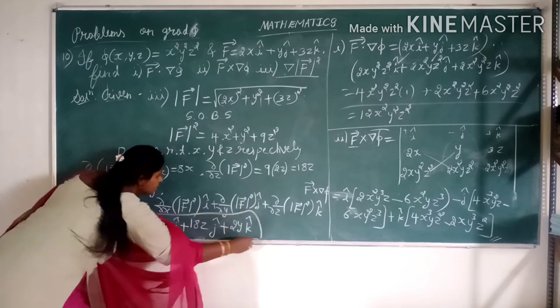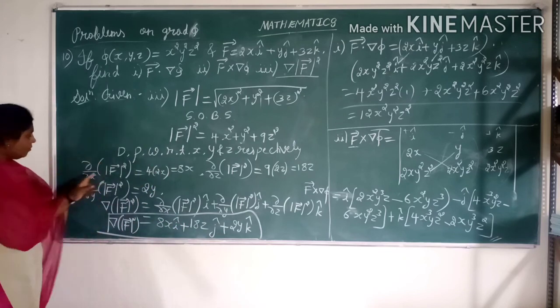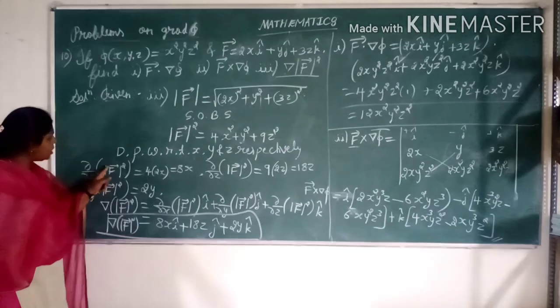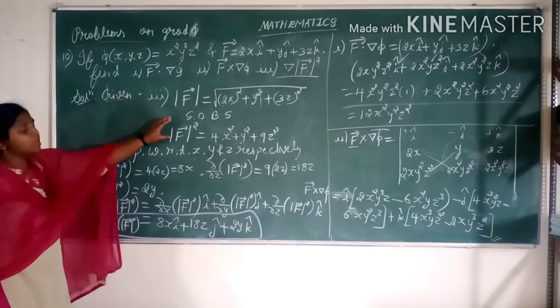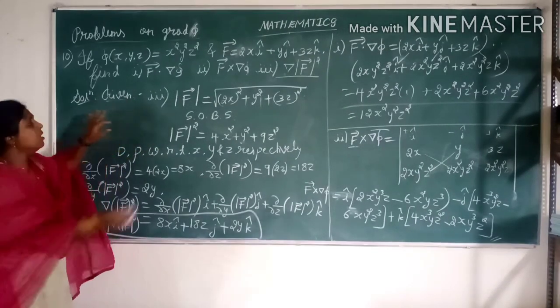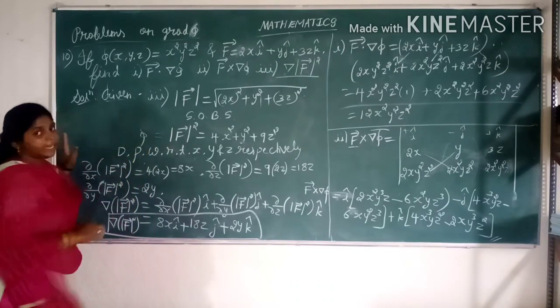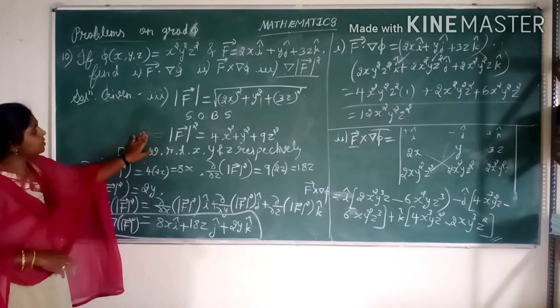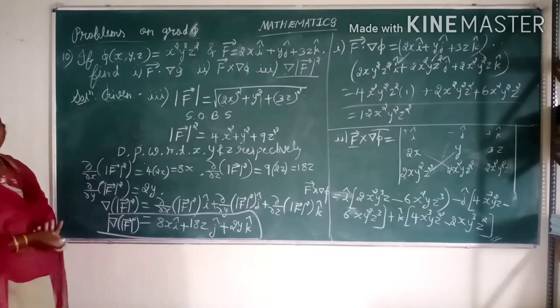This is the answer. See here, we can avoid writing all the times modulus of vector f whole square. We can substitute this value as some other function, whether it is a phi or z or any other terms. If no need, we can continue like this one. Here, this is the what? The solution of the nth problem.